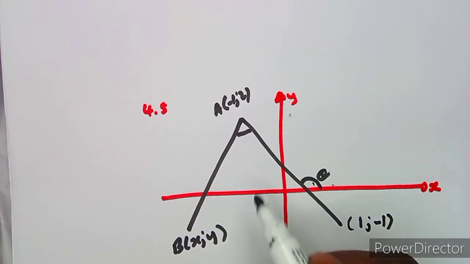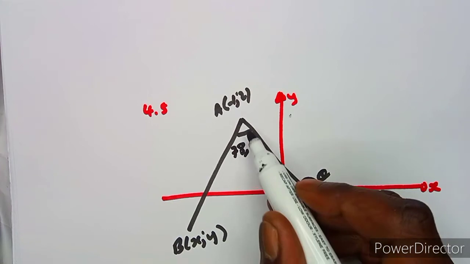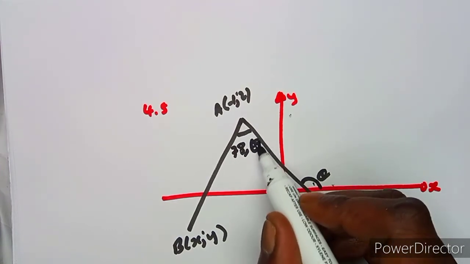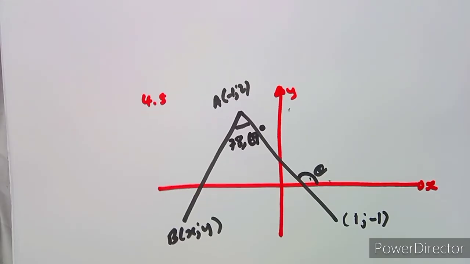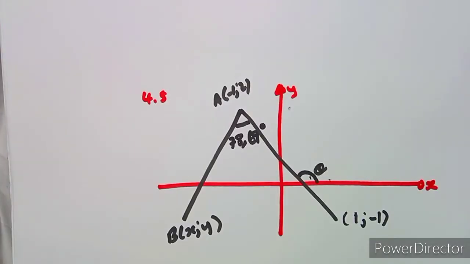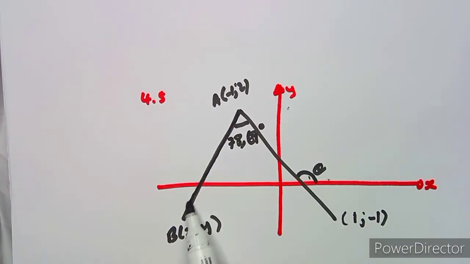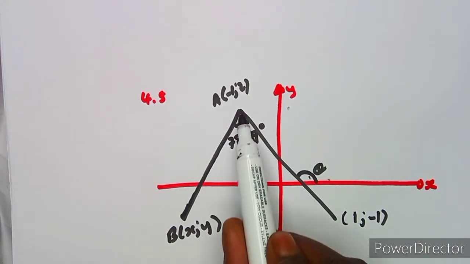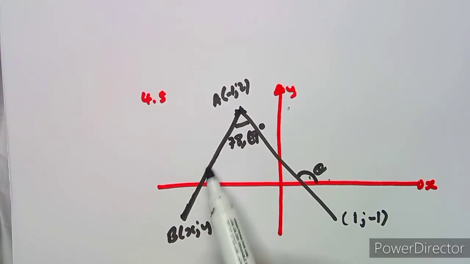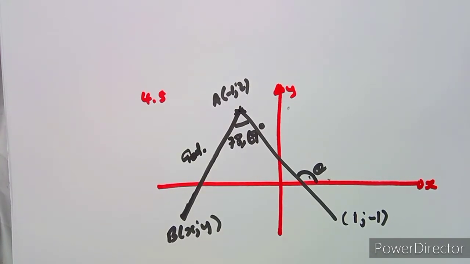All right, this is what we just have, and we've got the angle here inside of 78.69. This is 78.69 degrees, which is the angle inside there. And you want to find the equation of the line AB, which is this line here. We know that once we can have the gradient of this line, we can be able to find its equation, because there's already a point which passes through the line. As long as there's a point and a gradient, we can have the equation.